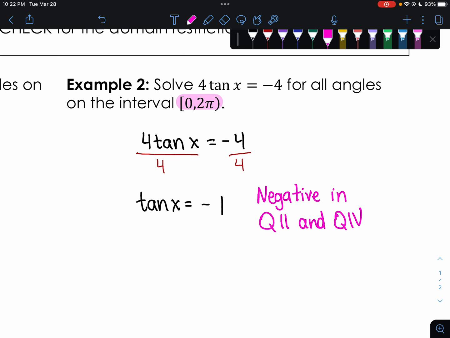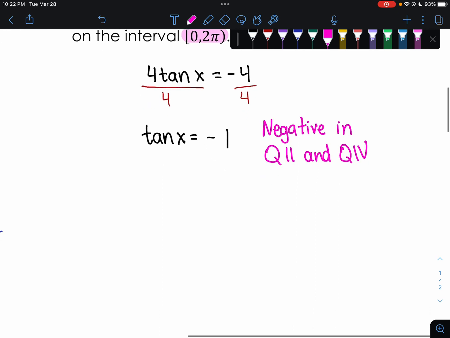If I put down my middle finger, I get rad 2 over rad 2. Rad 2 over rad 2 simplifies to 1. That allows me to identify my reference angle. My reference angle is pi over 4.